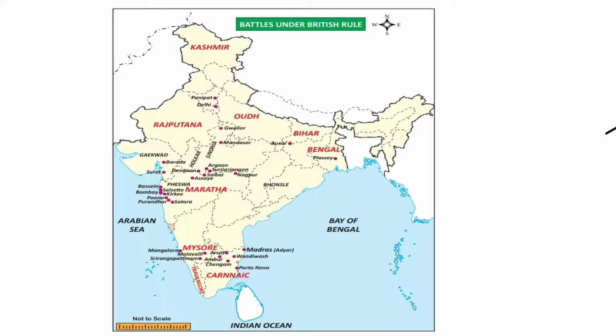Next we are going to see eastern India, Bihar, Bengal. These are the eastern places. And then some of the places are Plassey. It is located in Bengal. Buxar is also located near Bihar. Buxar and Plassey are very important places in the history of India.